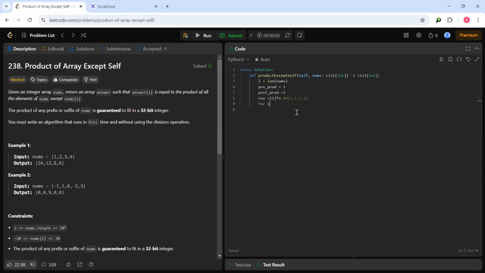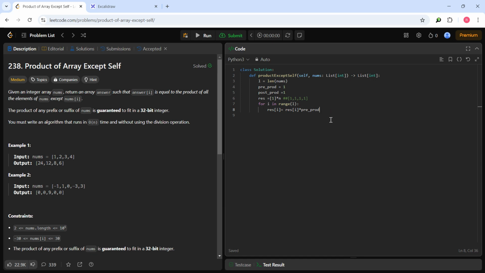for i in range L. So our loop is going to loop through every element. And first what I'm going to do is, result at the position i would be equal to result at position i times whatever we got in the pre-prod. What is it? Result at position i times whatever is in the pre-prod.